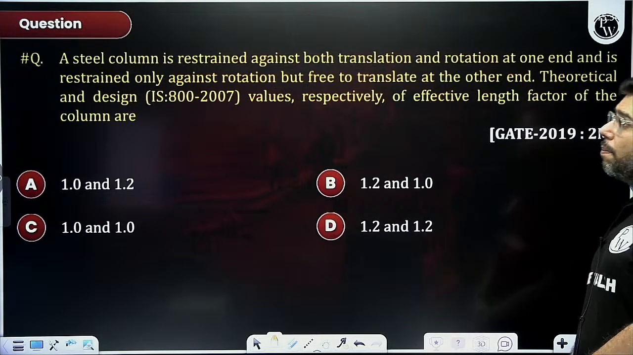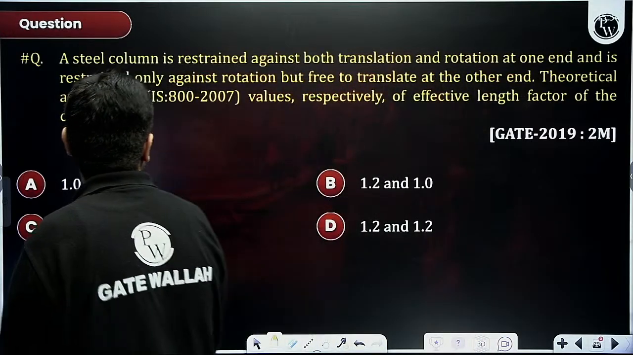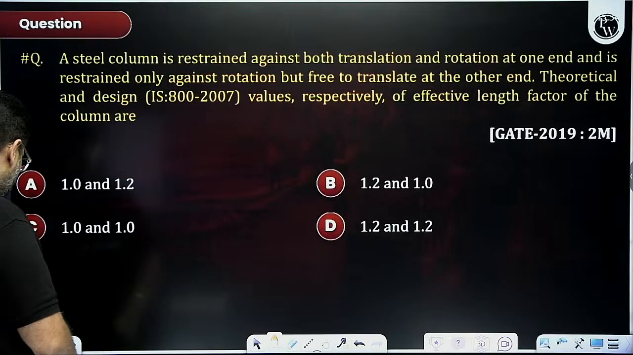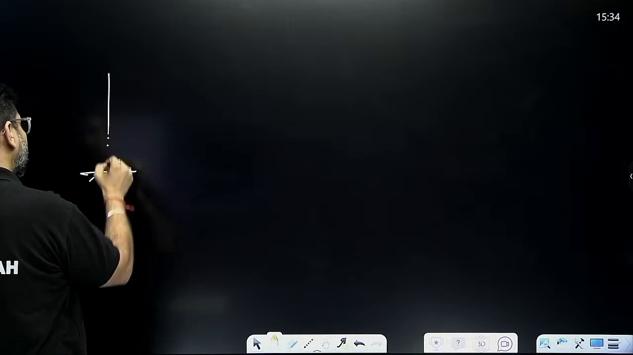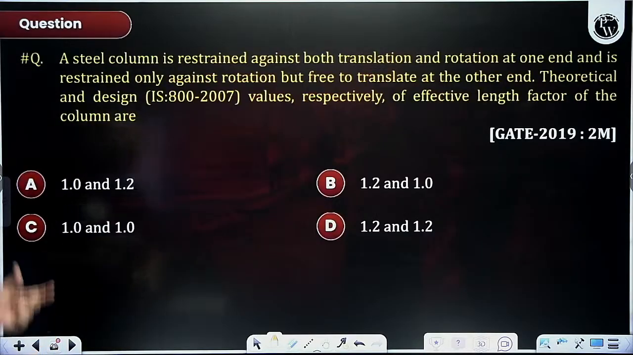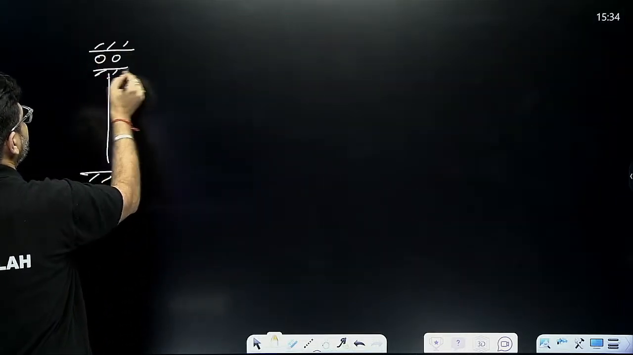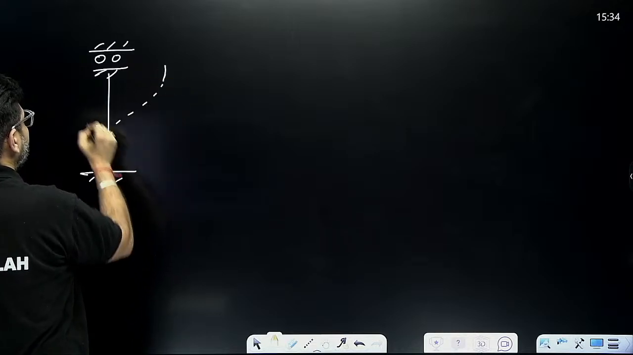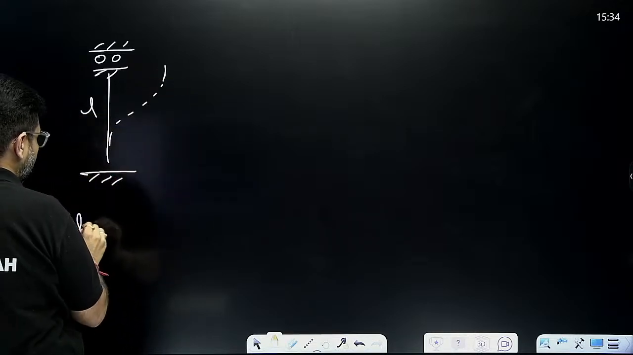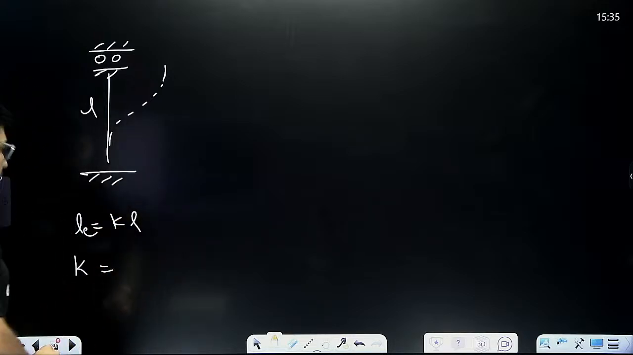A steel column is restrained against both translation and rotation at one end. So at one end it is fixed, on the other end only it is restrained against rotation, not against translation. So here you have slider support. Okay. So the deflection would be like this here. So if this is L, effective length will be equal to what? K into L.